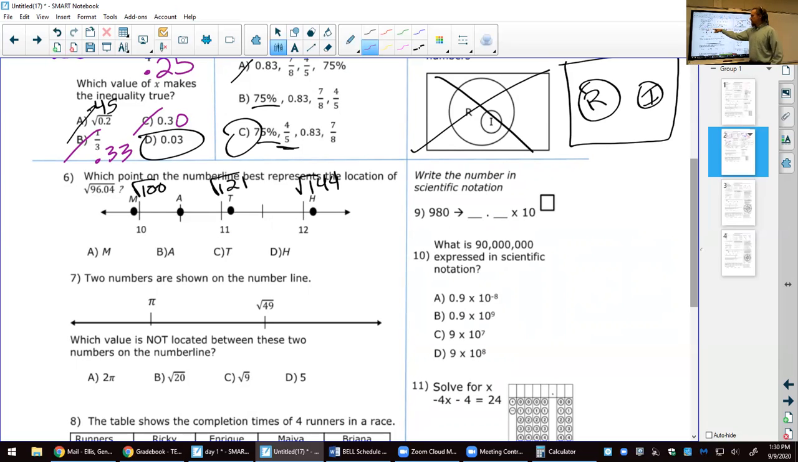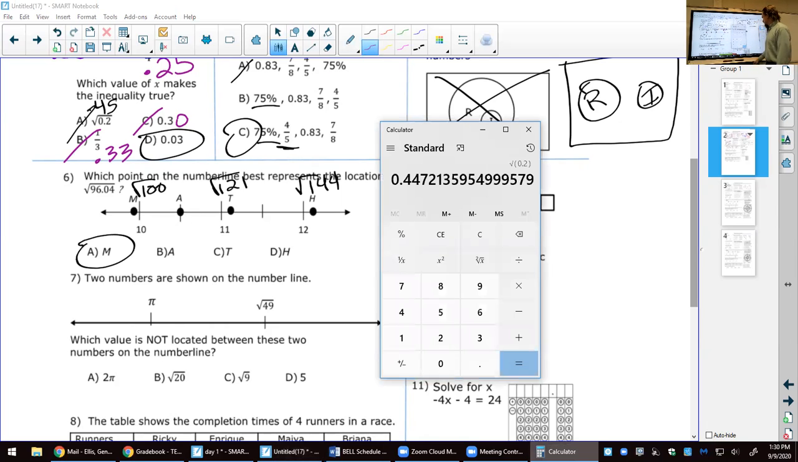So it's not between 100 and 121. It's definitely not between 121 and 144, which means it's got to be far to the left here, which is just point M. If you don't believe me, we get our calculator back out. Clear. So 96.04 square root. It's 9.8, which is definitely a little bit less than 10. Okay. All right, go away, calculator.